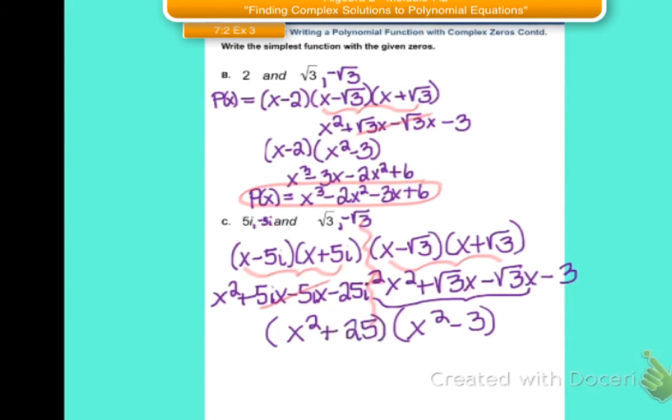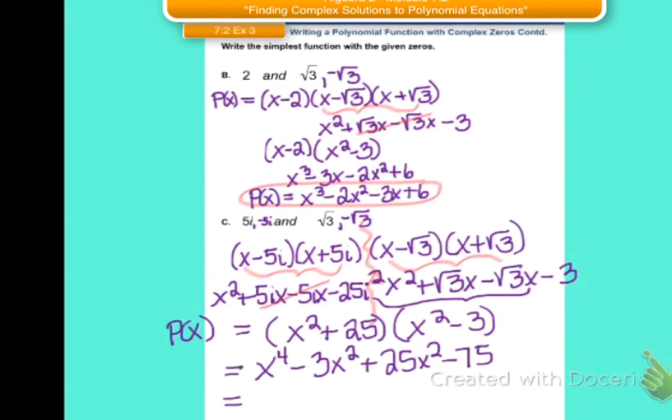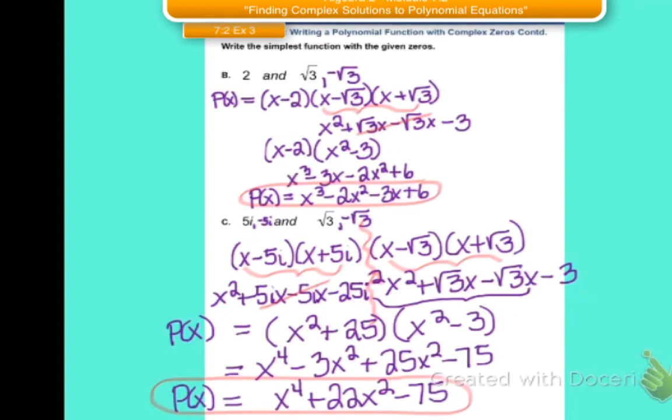And then finally, I can multiply these two together to get my expanded, simplified, standard form polynomial. So the first two, x squared times x squared is x to the fourth. The outside two, minus 3x squared, the inside two, plus 25x squared. And then the last two would be minus 75. And then I can group my like terms together here, and I get x to the fourth plus 22x squared minus 75. And that's going to wrap it up for today's lesson. So I'll see you in class.